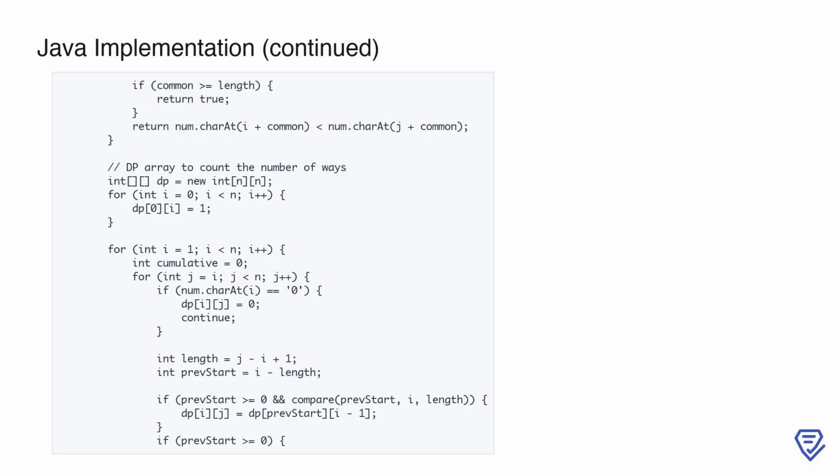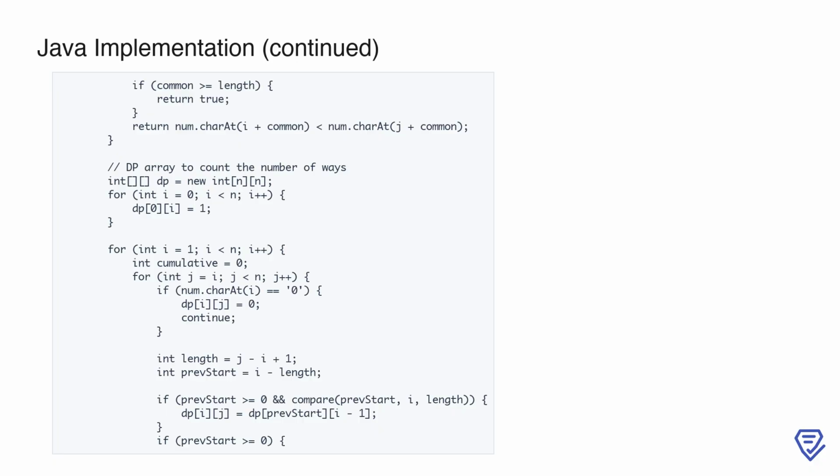Now, we define the helper method compare, which uses the LCP matrix to determine if one substring is less than or equal to another. By leveraging the pre-computed LCP values, we can efficiently compare two substrings without redundantly iterating through them. Next, we initialize our dynamic programming array, DP, which tracks the number of valid ways to partition the string ending at each position.